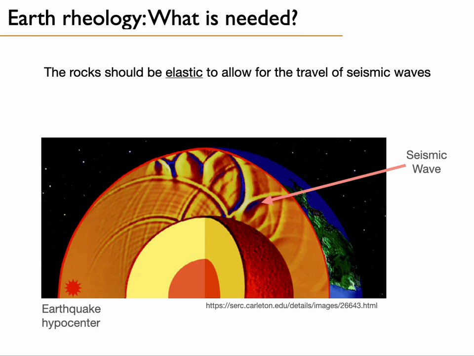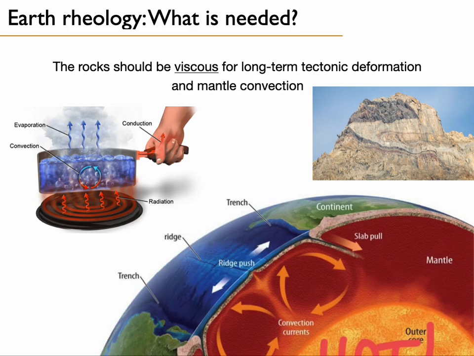On the one hand, we need the rocks to be elastic. This allows seismic waves to travel through the Earth. On the other hand, the rocks should be viscous on the long tectonic deformation timescale and allow also for mantle convection. So rocks should be able to flow or creep in order to record permanent deformation, and the mantle, for example, should be able to convect in order to induce plate motions.